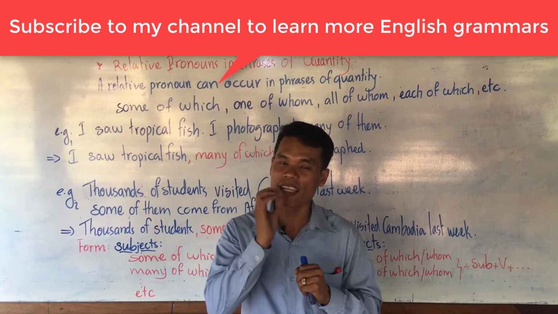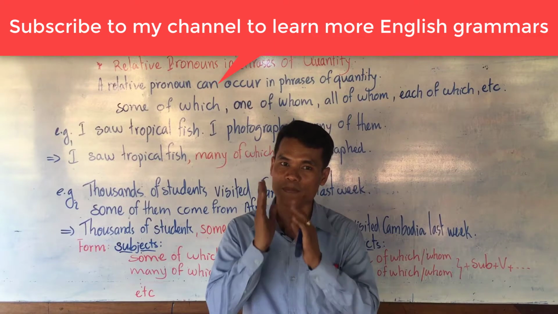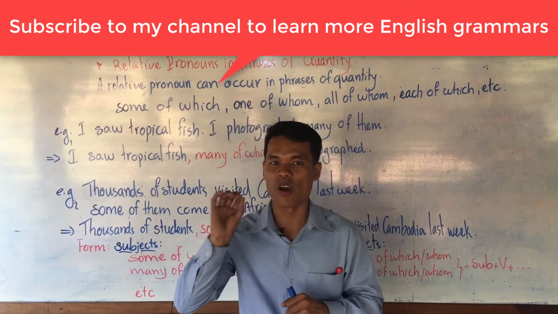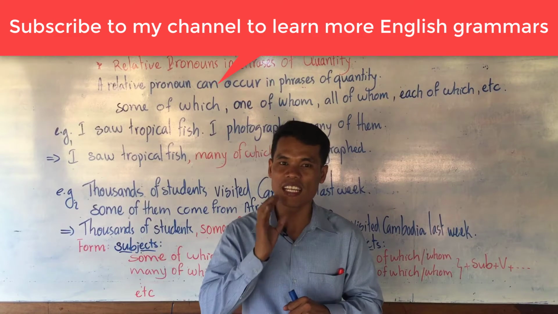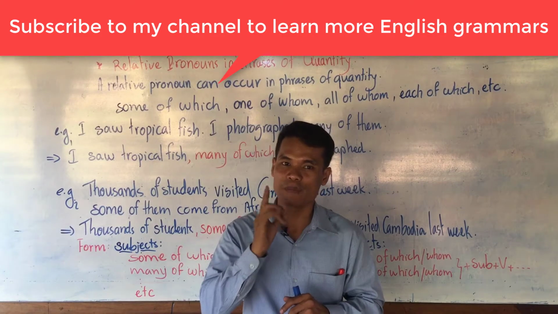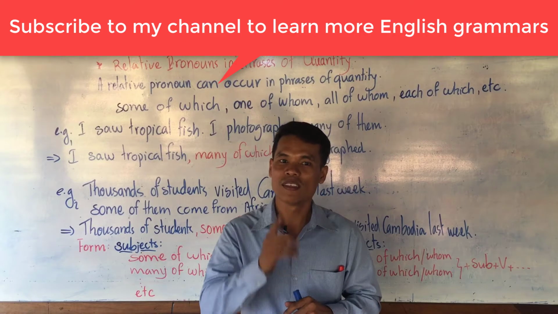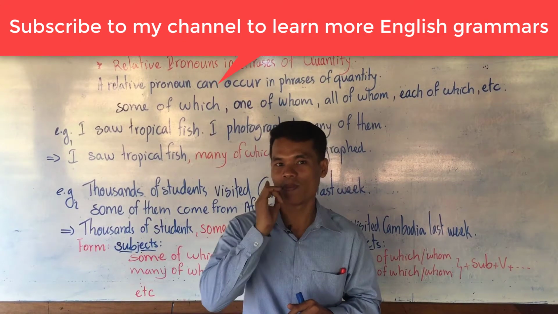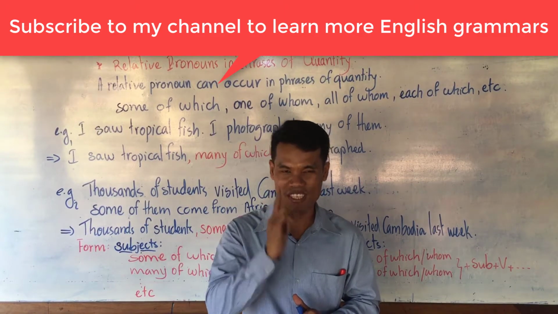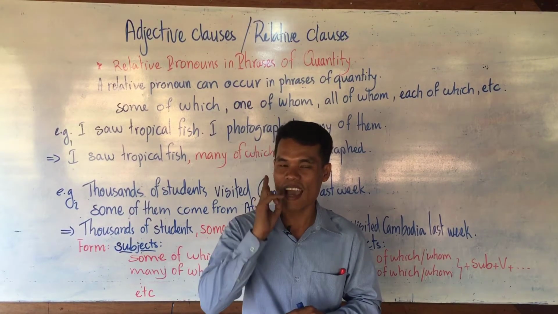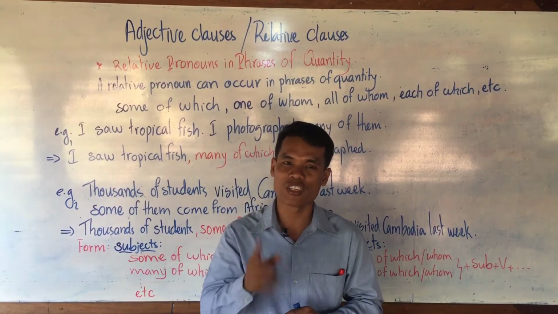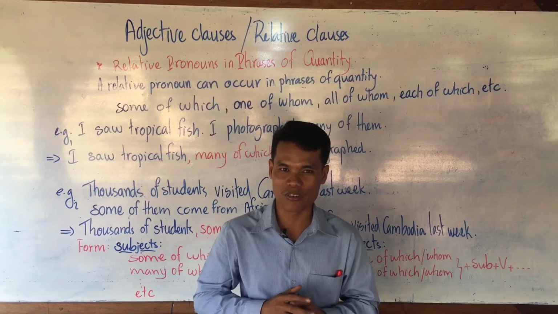For example, when a relative pronoun is the object of a preposition and the preposition is put in front of the relative pronoun, which relative pronoun is used for a person or people? Which relative pronoun is used for a thing? Do you remember that? Well, the preposition comes before the relative pronoun. For people, we use whom only. And for things, we use which only. So only two relative pronouns are used for adjective clauses where the preposition comes before the relative pronoun.